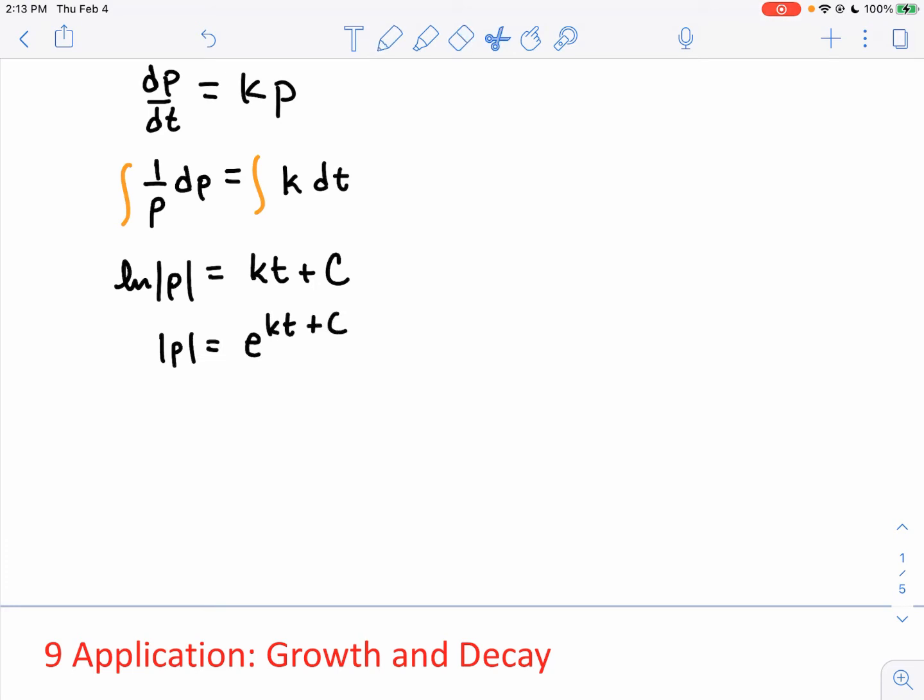Remember this e to the kt plus c. The plus c can be broken off and just multiply to e to the c instead. And then when I get rid of the absolute values on the next step, we have e to the c times e to the kt. And then, of course, you can just call this another constant here in the front. So let's say that our differential equation has a solution that's some constant times e to the kt.